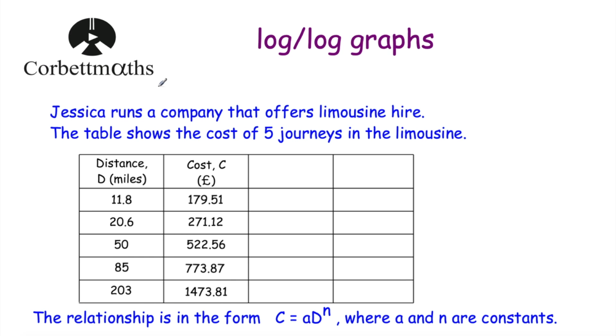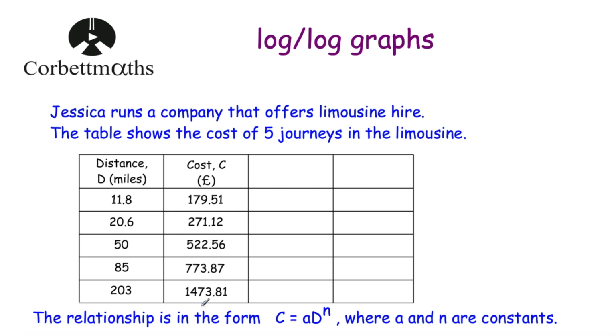So here's a question that I made up. Jessica runs a company that offers limousine hire and a chauffeur as well. The table shows the cost of 5 journeys in the limousine. So we've got the cost of 5 different journeys. We've got the 11.8 mile journey, cost £179.51, and so on. And we've got here all the distances and the costs of those journeys.